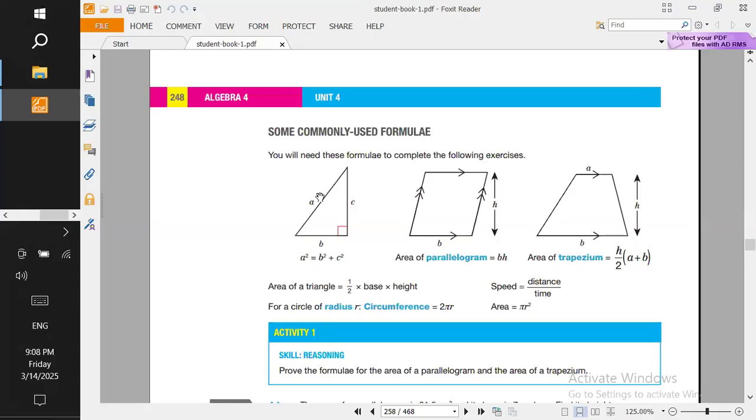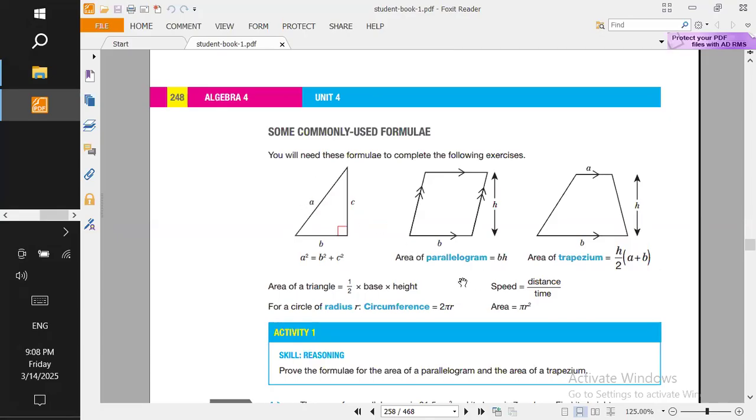For example, this formula is for Pythagoras. We use Pythagoras to find the missing line of a right angle triangle. If we have all the lines except one line, we can use Pythagoras to find the missing line, which is a squared equals b squared plus c squared. And a squared, which is the one alone, is the hypotenuse, or the longest line on a triangle.